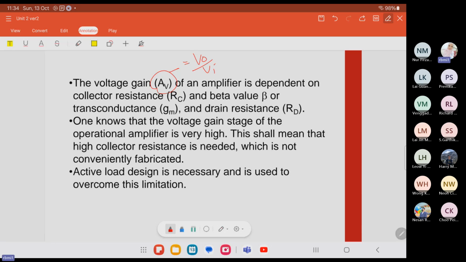Okay, active load design is necessary and is used to overcome the limitations, since the gain stage of the operational amplifier is very high. Moreover, the resultant voltage level is undesirable and impractical to achieve. For example, if we have 1 milliampere of collector current flowing in a collector resistance of 100 kilo ohm, that requires a 100 volt drop. If a 20 volt AC peak to peak is needed, then the supply voltage has to be at least 120 volts. So you can say that it is undesirable.